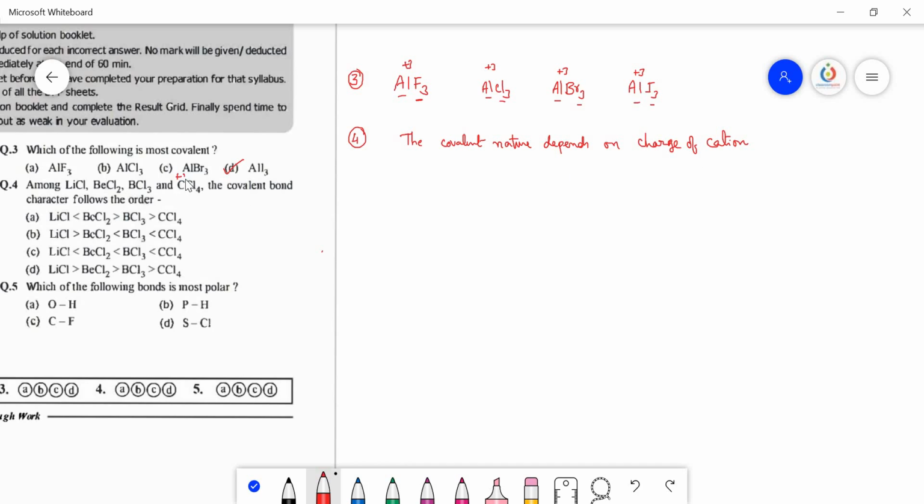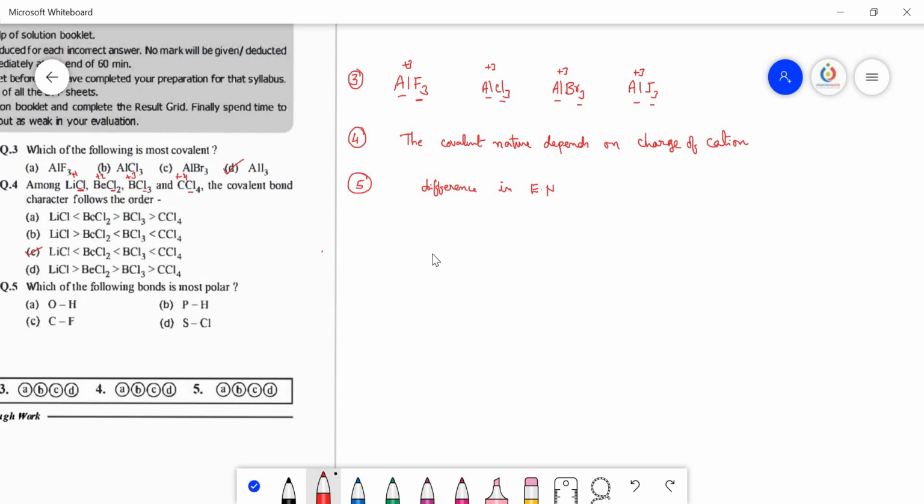So here carbon oxidation state is +4, boron +3, beryllium +2, lithium +1. Because here the anion is the same, in such cases we have to look only at the cation. So in CCl4, carbon has the highest positive charge, so the order follows option C. Now question number 5. Which of the following bonds is most polar? The polarity of any bond depends on the difference in electronegativity. More the electronegativity difference, more will be the polar nature.